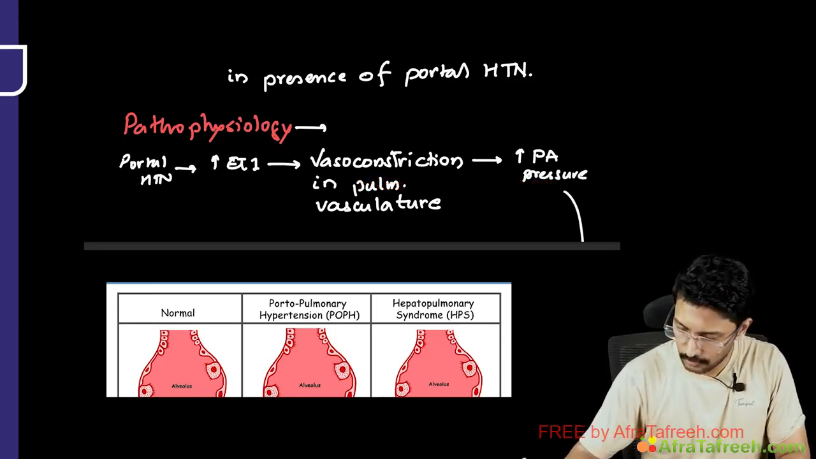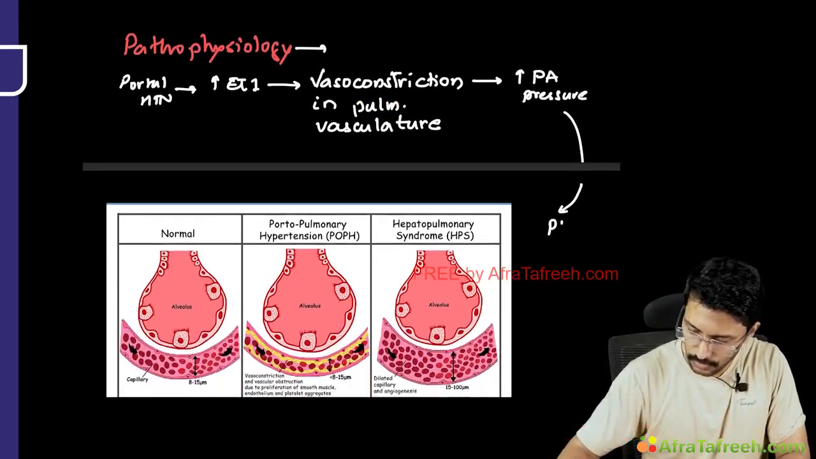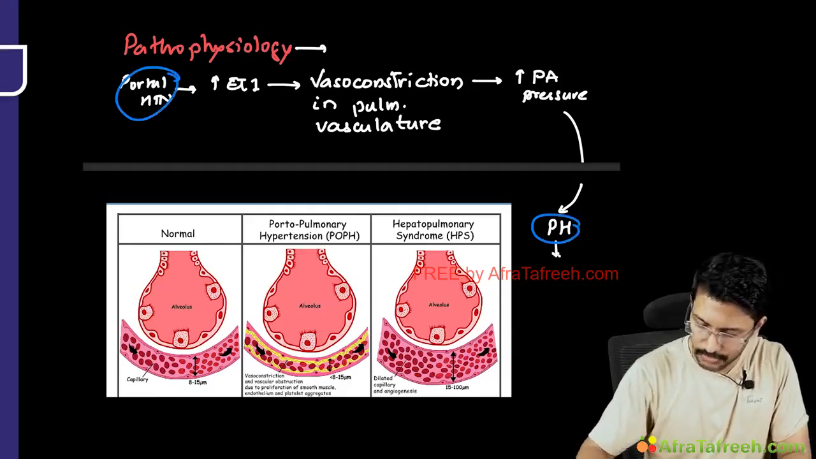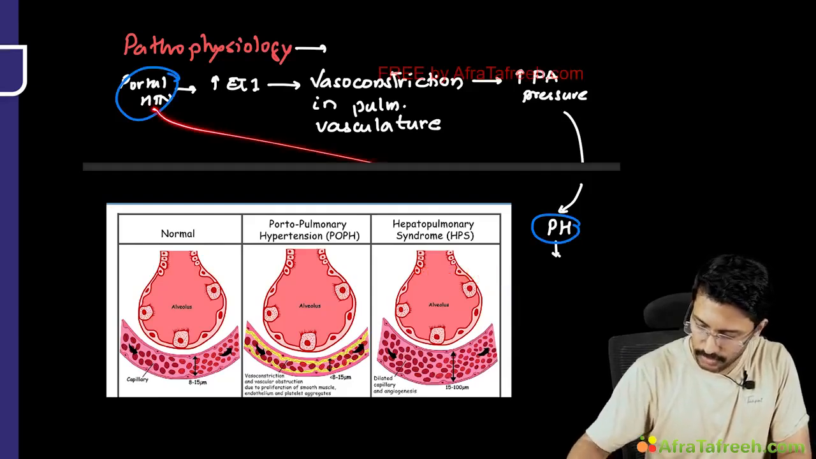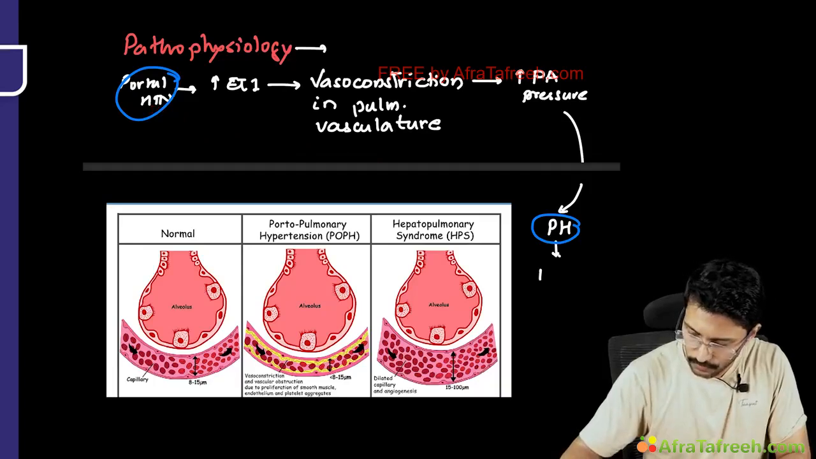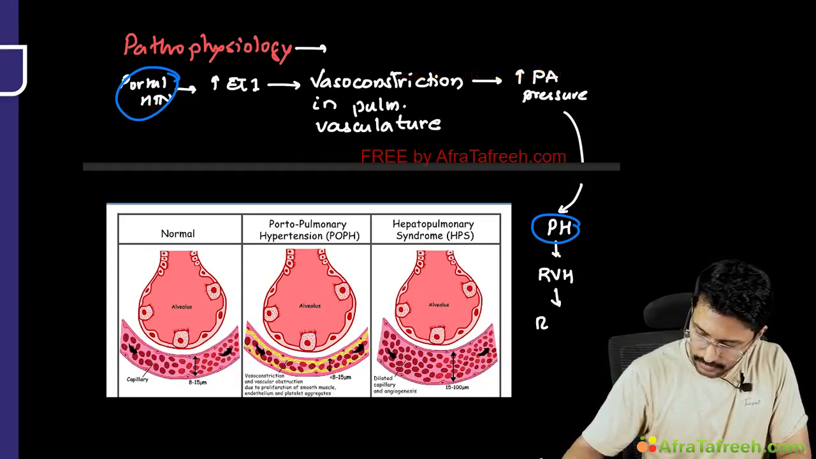And once the pulmonary hypertension ensues, so it started with portal hypertension and ended up with pulmonary hypertension. That is why we call it as portopulmonary hypertension. And this pulmonary hypertension will eventually lead to right ventricular hypertrophy and then right ventricular failure.